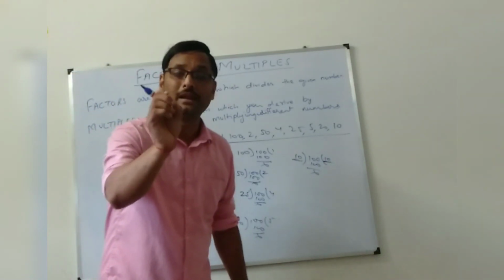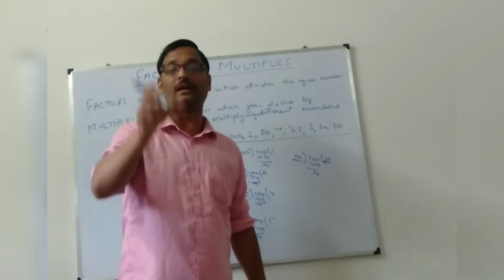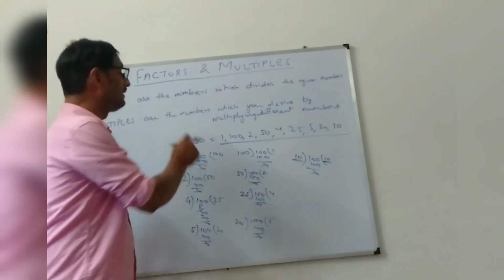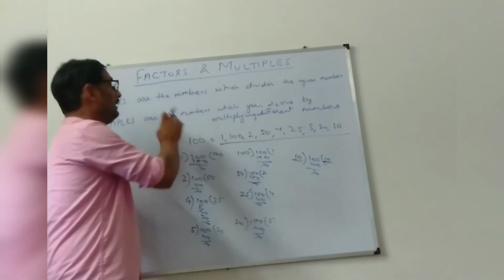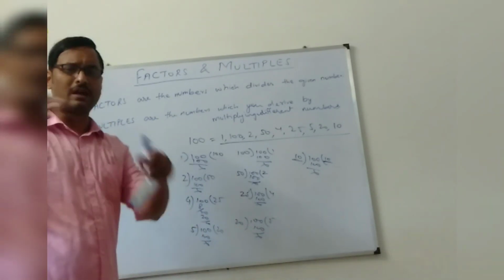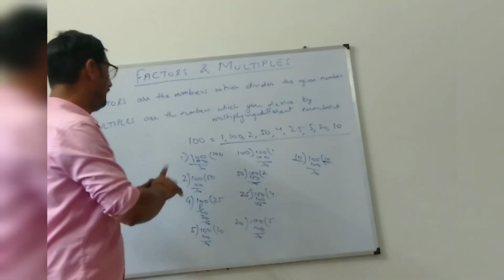So the number which divides a particular given number is a factor of the given number. That's what is written over here. Now come to multiples. Before coming to multiples, I am giving you another example.